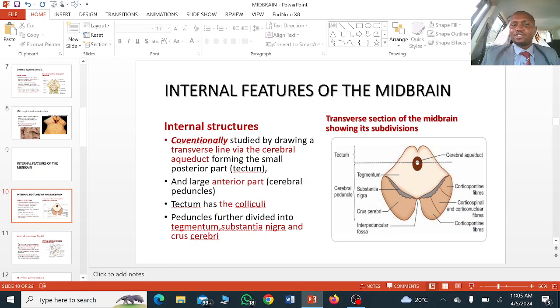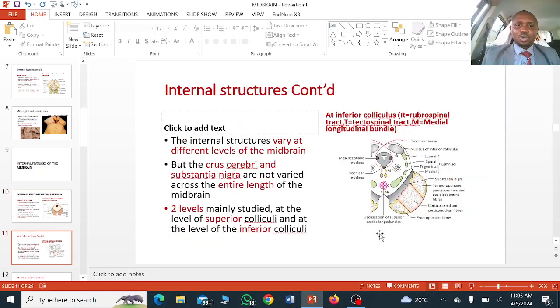Conventionally, this is done by drawing a line at the level of the cerebral aqueduct, dividing the midbrain into the posterior part, which is called the tectum. This is the smaller part, and it has the colliculi. Then the anterior part has the cerebral peduncle mainly, and the peduncle has the tegmentum, the substantia nigra, the crus cerebri, and the interpeduncular fossa in between the peduncles.